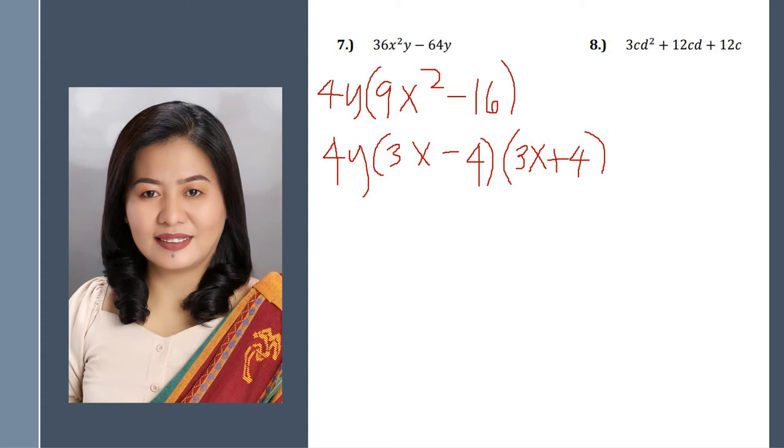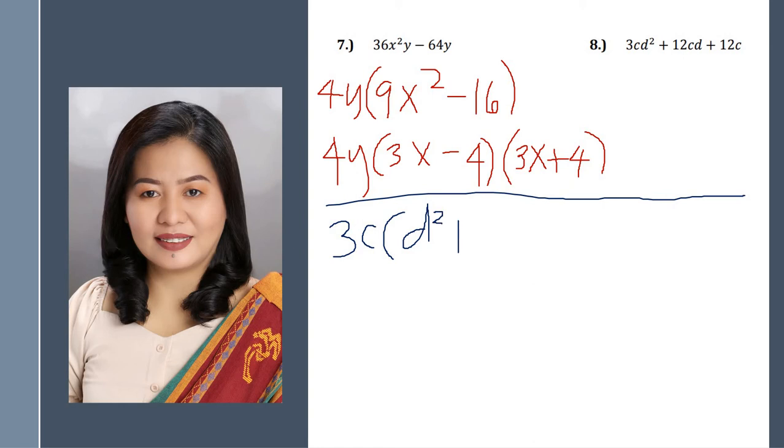So we move to the next number. 3cd squared plus 12cd plus 12c. So we have 3. We'll just write it down because it will not fit. 3 is a common factor, and also c. So we have d squared plus 4d plus 4.